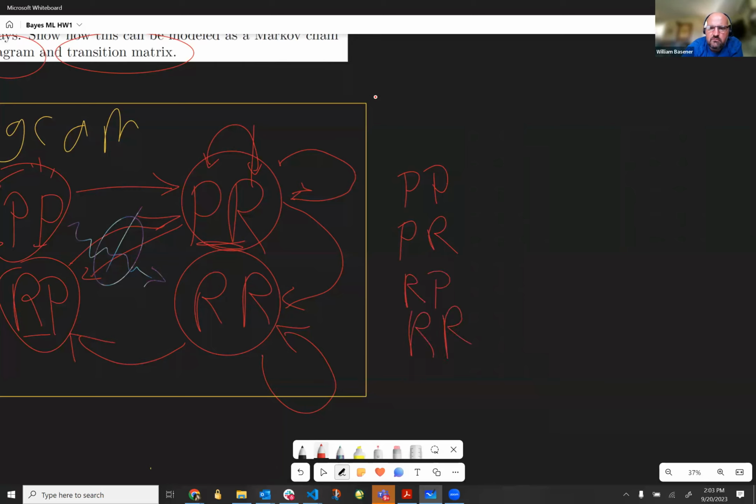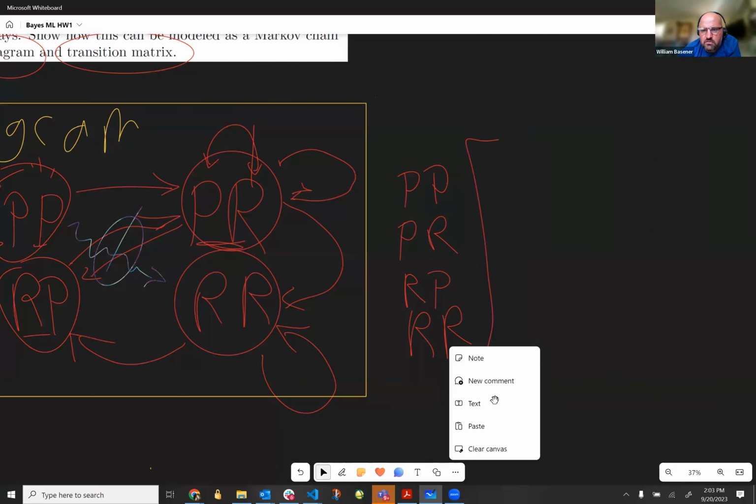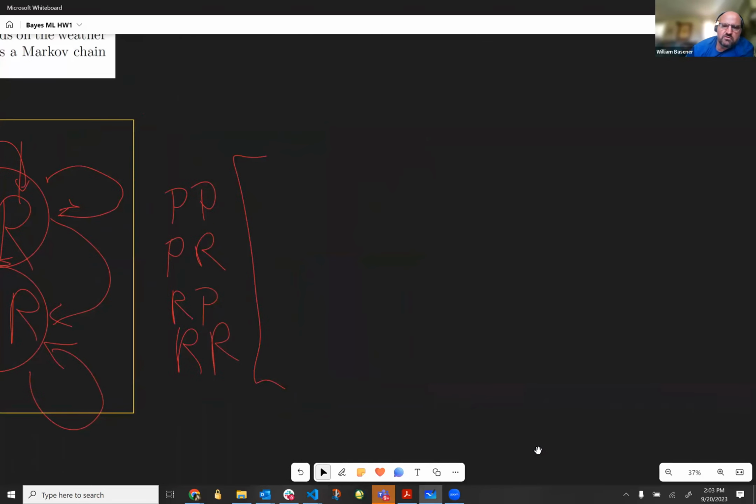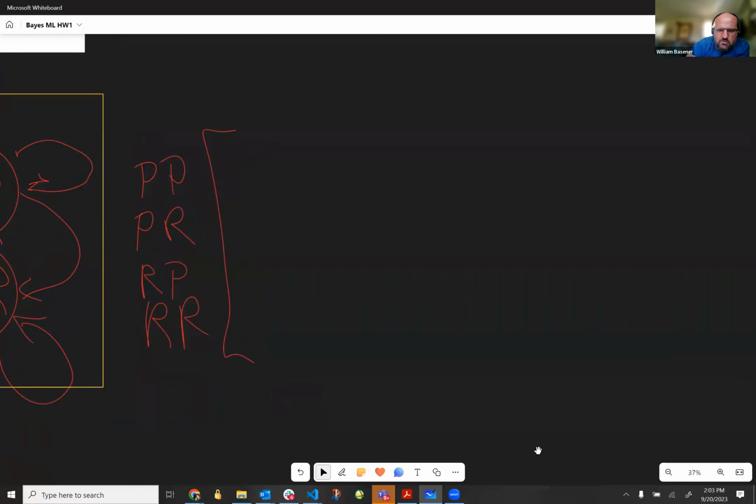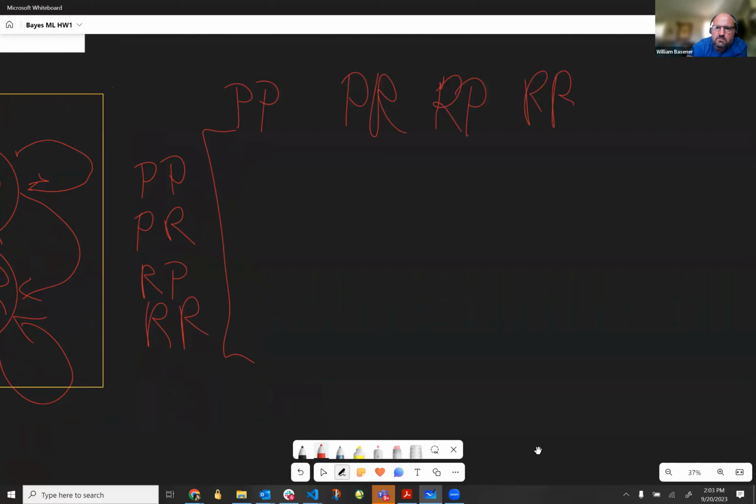So let's make our transition matrix. And there's no specific order. There's no right or wrong order to put these in. But whatever order I put them on the bottom, I should use the same order up top. So pass, pass, pass, run, run, pass, and then run, run.